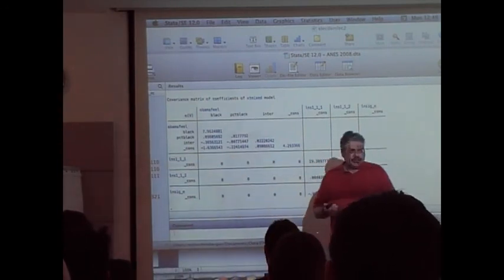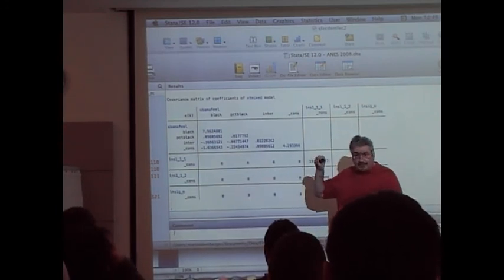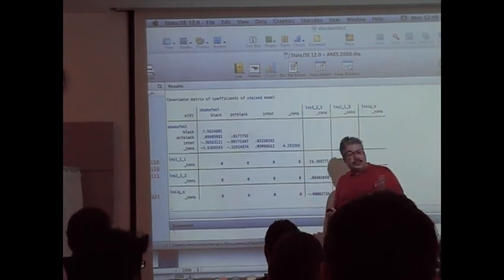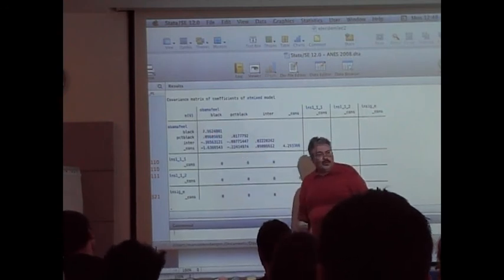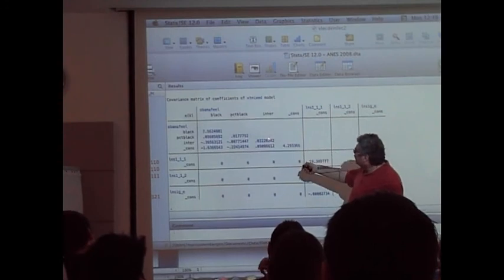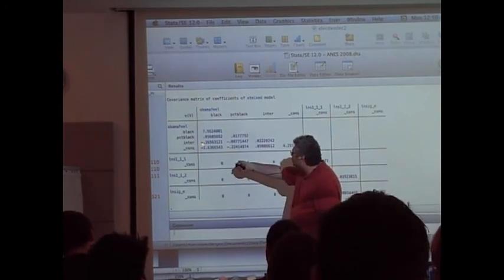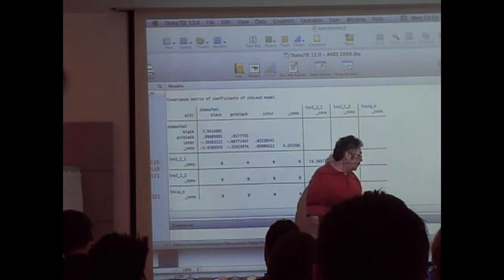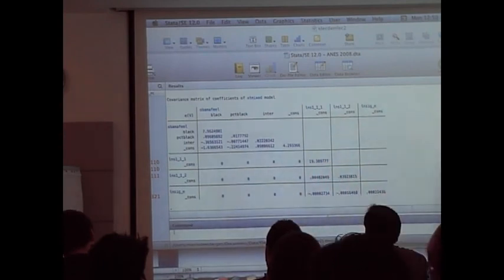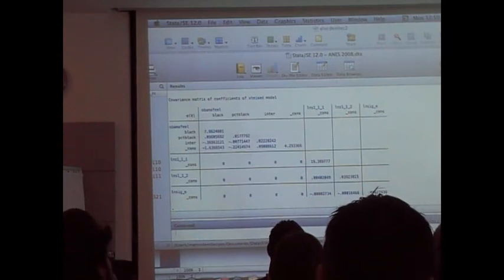So, for our purposes, what we would need is the variance of this estimate of gamma 1,0, that's the coefficient associated with black, that's this here. We would need the variance associated with the interaction, that's this piece here. And we need the covariance between the black and the interaction, that's this piece here. And then we can construct the confidence interval. Now there's actually another way to do this that requires way less work on your part.